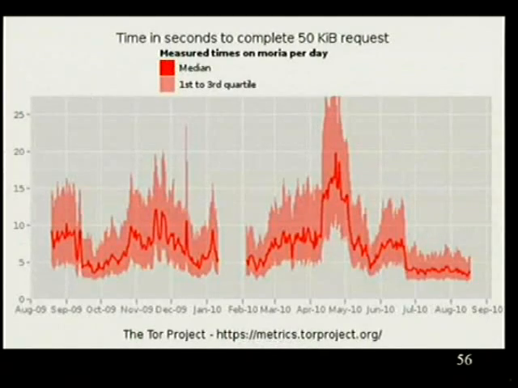A better way of looking at it: we've been graphing these 50 kilobyte results over time. So this is the graph of Tor performance in the network for the past year or so. And here is where we rebalanced the weighting. Every client knows what bandwidth each relay advertises, and then they load balance based on that number. So they say, you're advertising 500 kilobytes a second, so I'm going to be 5 times more likely to use you in my path than somebody who's advertising 100 kilobytes a second.